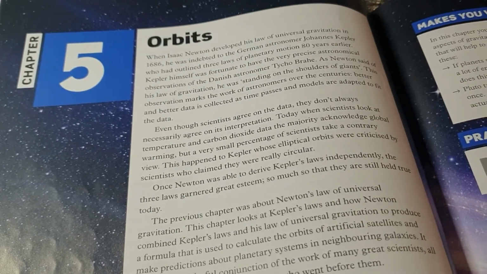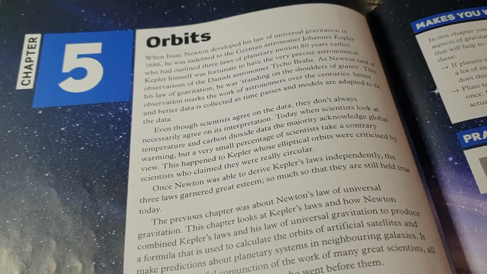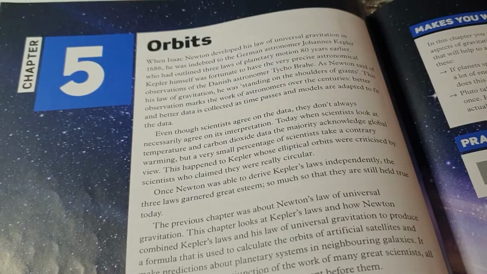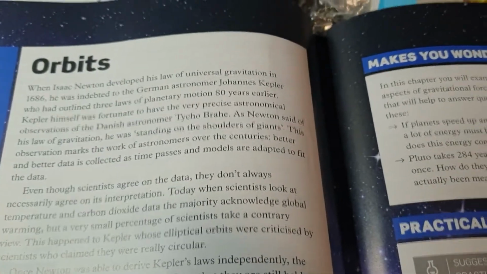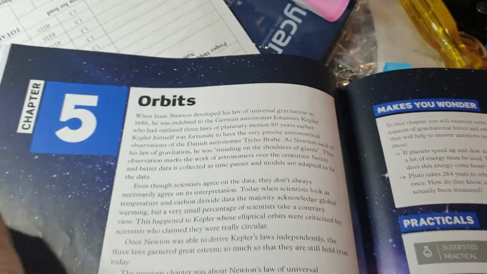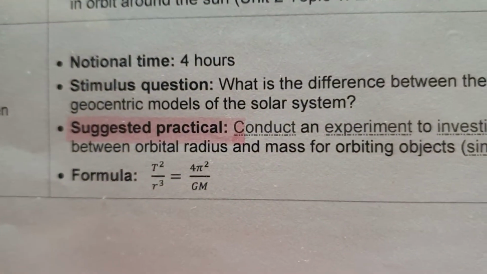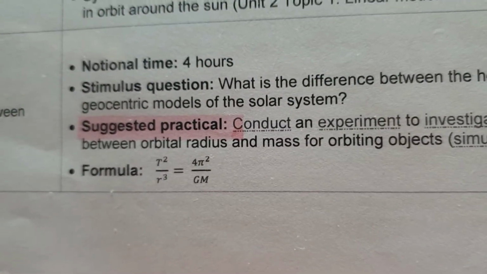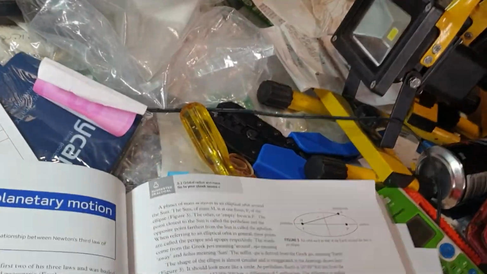And recall that Kepler's third law can be derived from the relationship between Newton's law of universal gravitation and uniform circular motion. So that's what it says. That's what it says in the syllabus. There's only one formula here: T squared over r cubed equals 4 pi squared over GM. Right, it's a really quick little chapter.